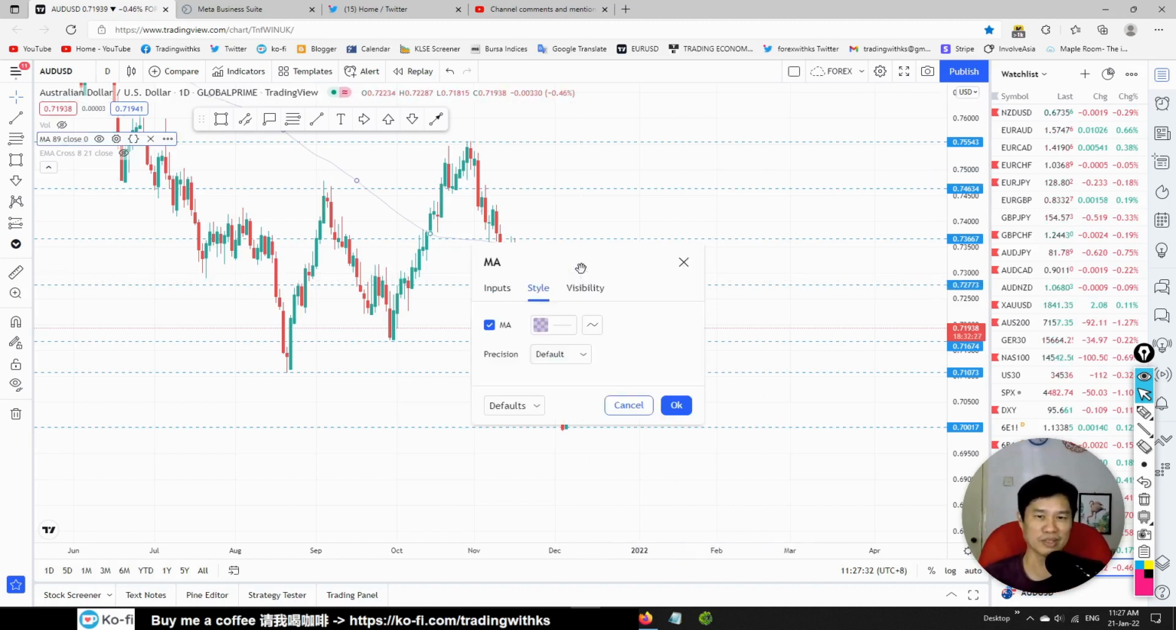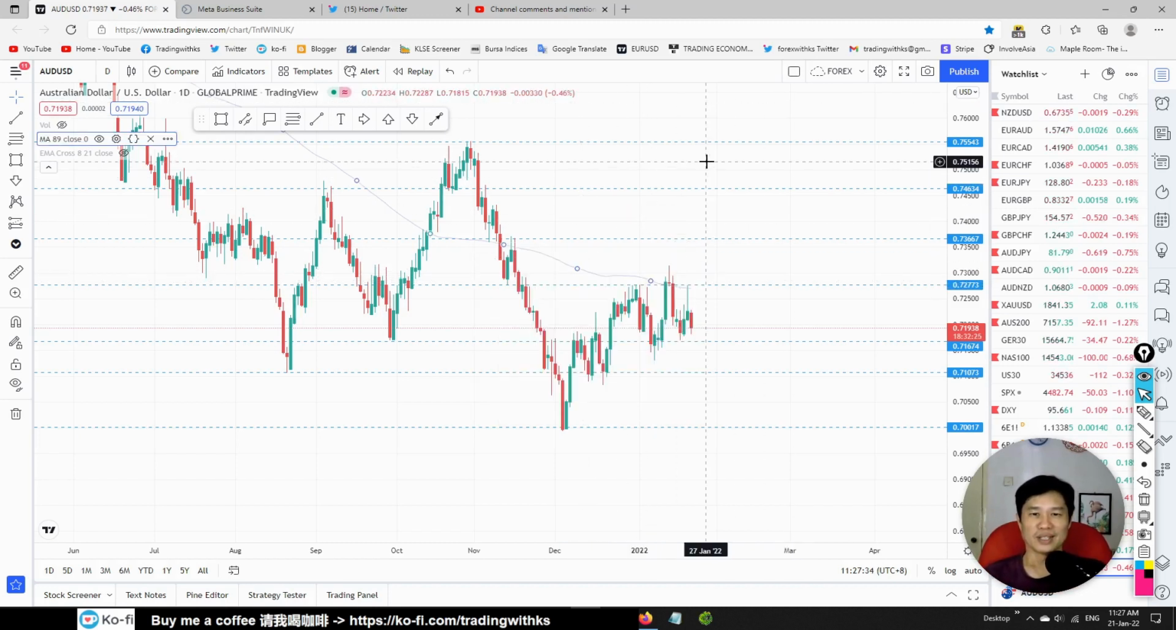Maybe a lot of you want to ask, what is this? This is an 89 period moving average, the 89 SMA. I use this 89 moving average to tell me whether the trend is currently up or down. Of course, I identify the trend by market structure, but this is just a confluence.